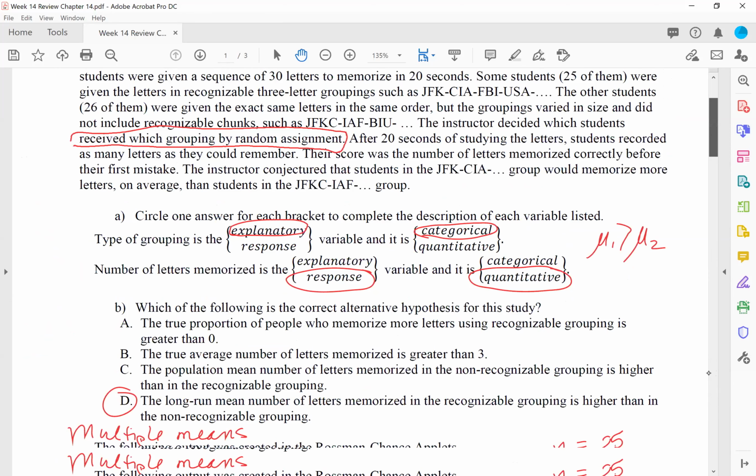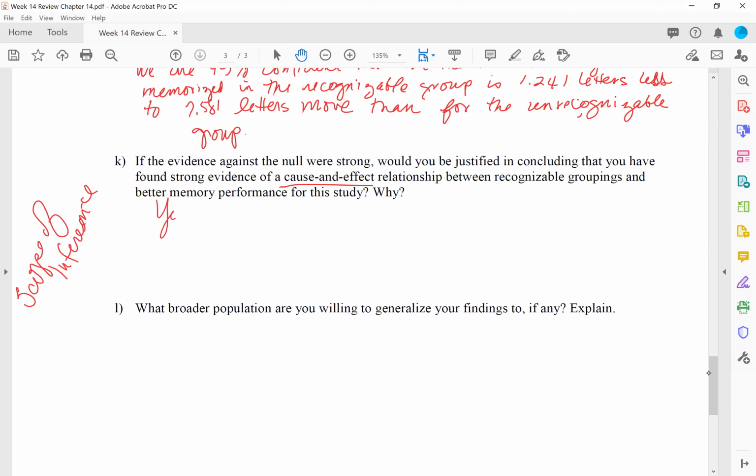All right, so yes, we'd be justified in saying that there's a cause and effect relationship because they used random assignment.